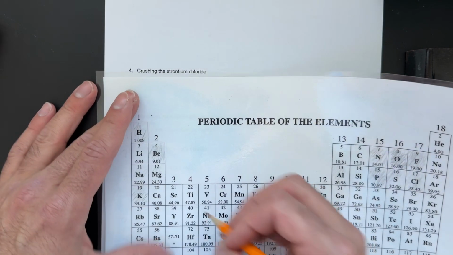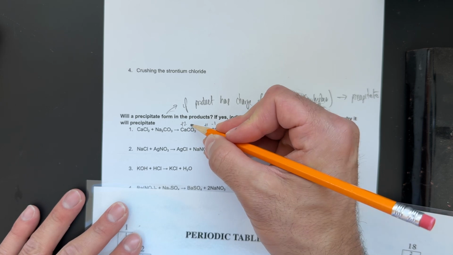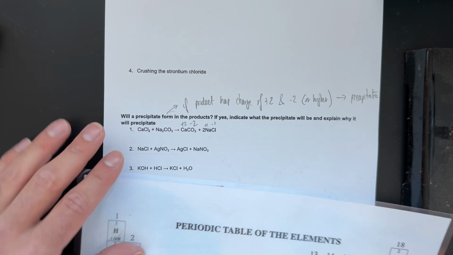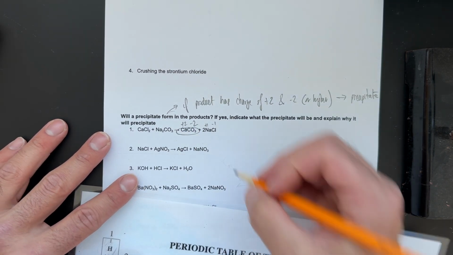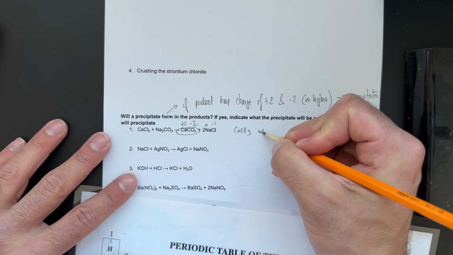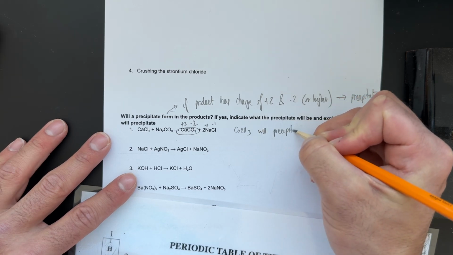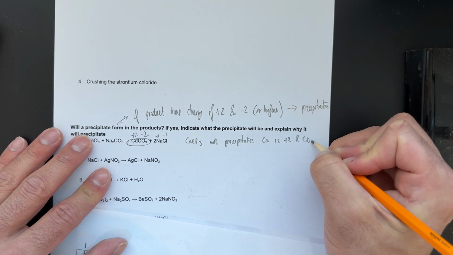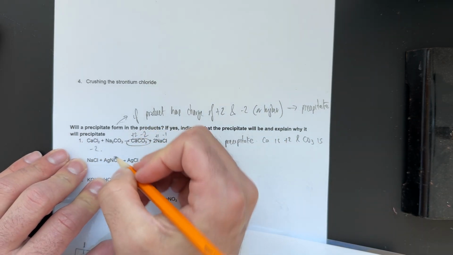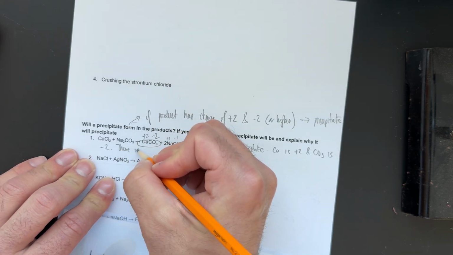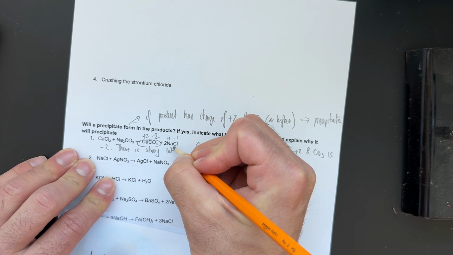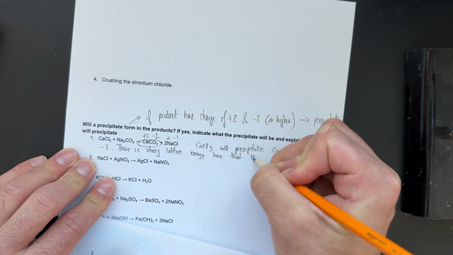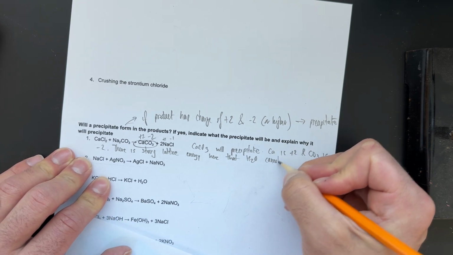But then Ca, well, that's +2. And CO3 is -2, right? A carbonate, CO3 2-, we have that memorized, yeah. Right, so this is going to precipitate, right? CaCO3 will precipitate. Why? Well, Ca is +2 and CO3 is -2. There is strong lattice energy here that water cannot overcome.